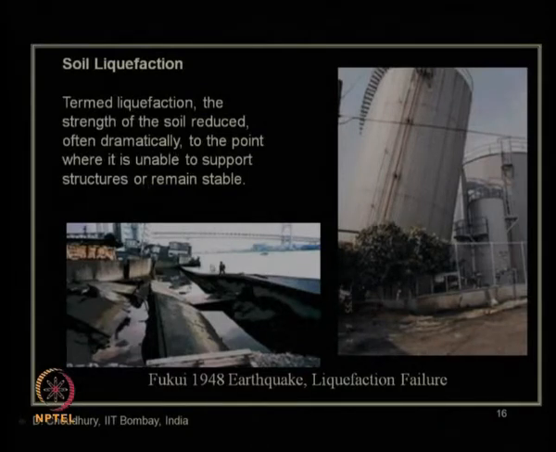So, this is the example of the Fukui 1948 earthquake. You can see in this picture, the entire area collapsed and a huge lateral spreading in this portion has occurred due to the liquefaction failure after the earthquake of Fukui in 1948 in Japan. This is another picture which shows a very tall structure which got tilted and shifted like this due to the soil liquefaction of the foundation at this point.